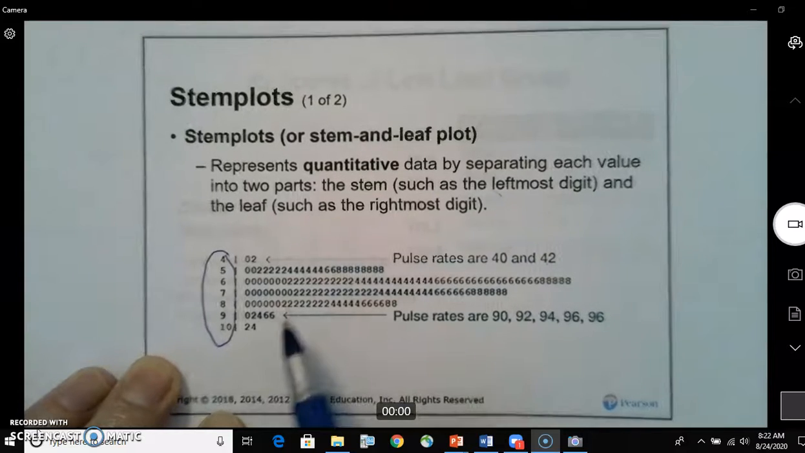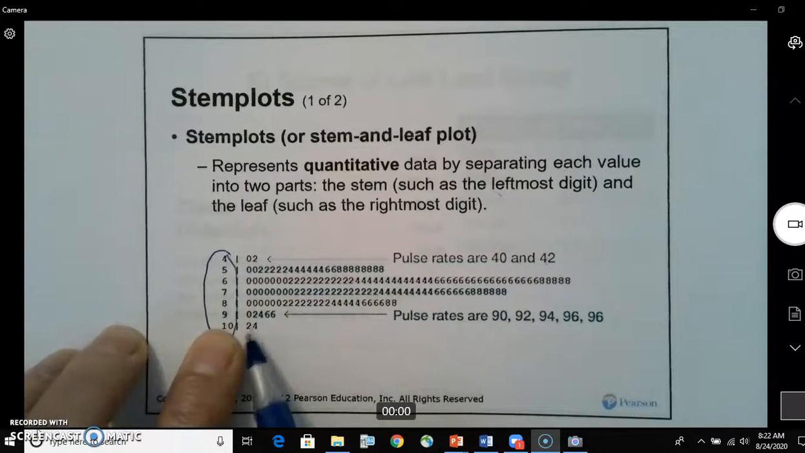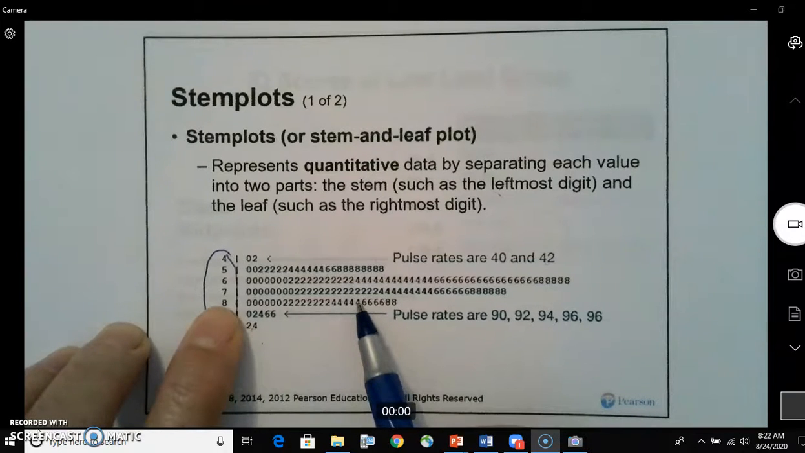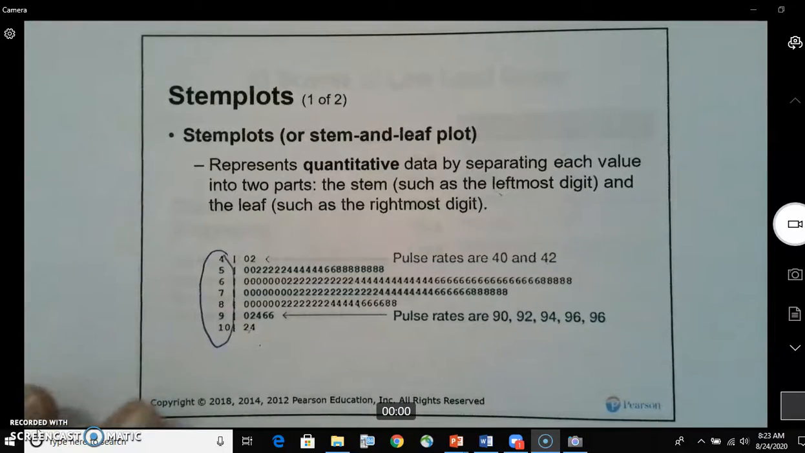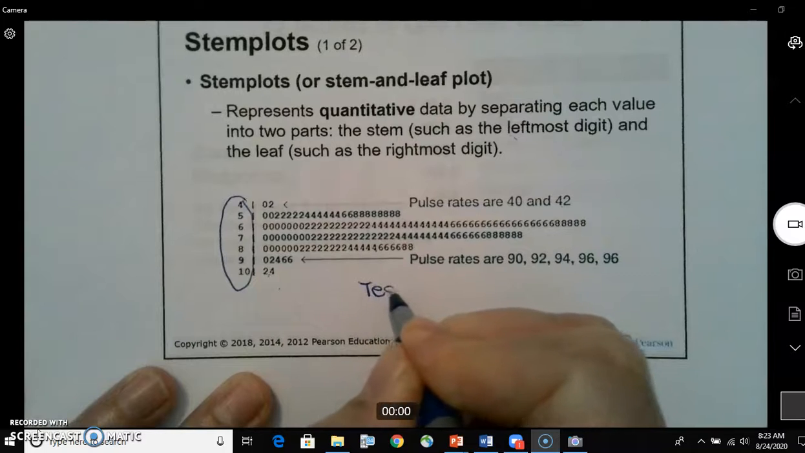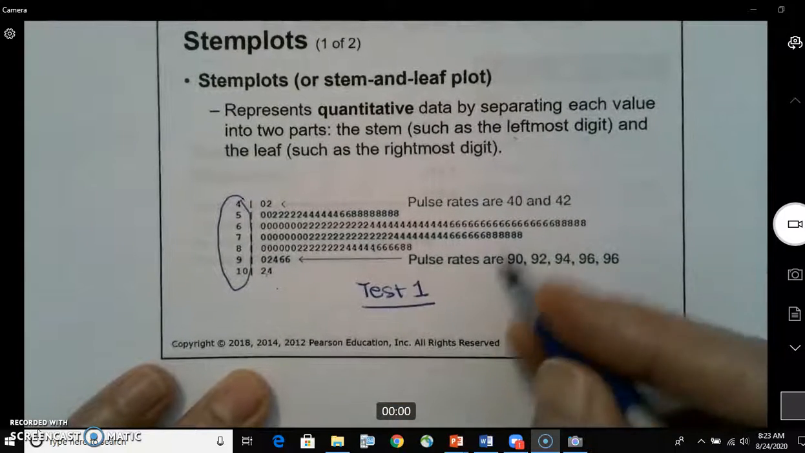So for example, if I were to pick this number right here, that means somebody has a pulse rate of 102. If I pick, let's say this one right here, someone has a pulse rate of 84. Let me just give you another example of this. Let's say you guys took your first test, and these were your scores, just to give you a quick idea.